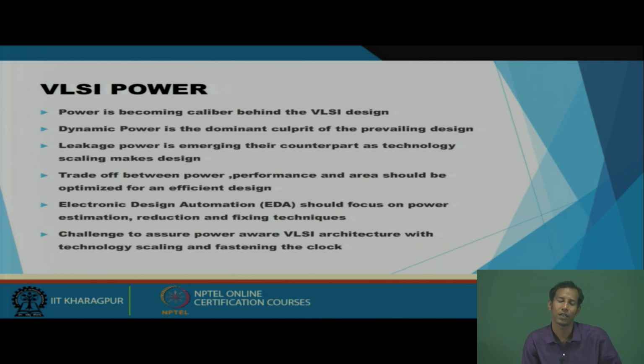Sometimes it may happen that I can gain on my major constraint, but at the same time I have to compromise somewhere else. That is why, for an efficient design, we have to find the optimal position, that means the optimal amount of power consumption, area consumption, as well as the corresponding speed. Then the design should be called an efficient system design. Then the electronic design automation should focus on power estimation, reduction and fixing techniques.